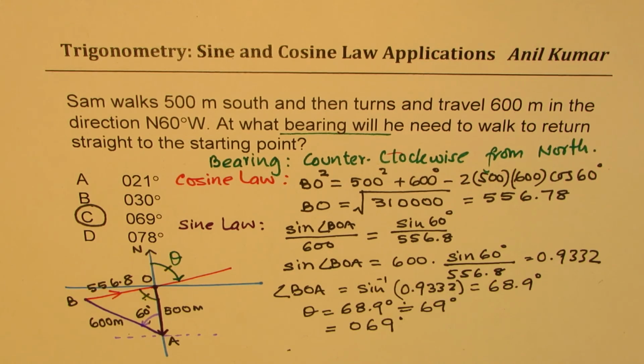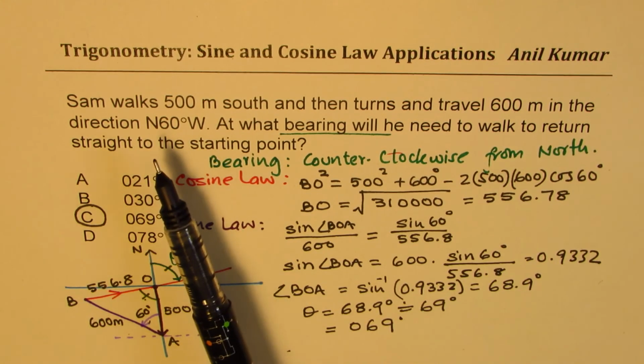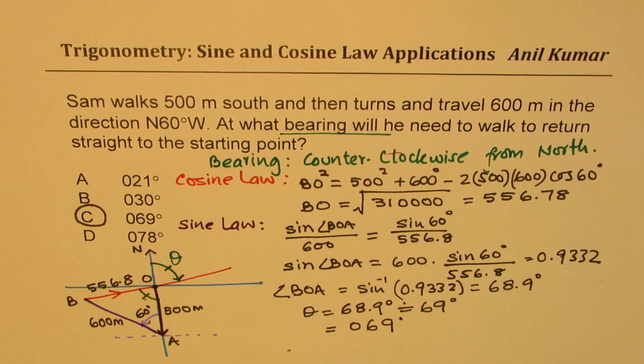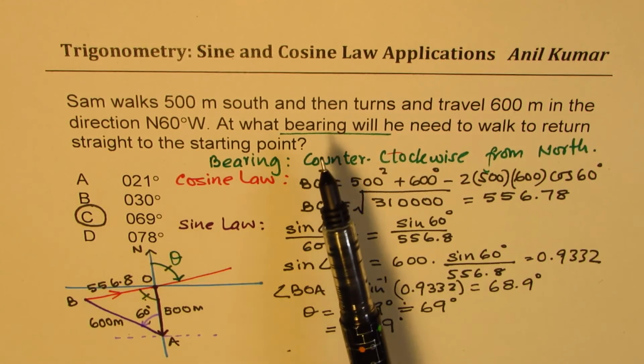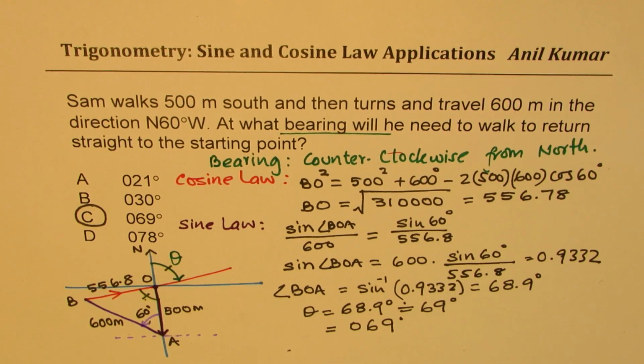I hope that makes sense, right? Now it's a good idea to brush up on how to show angles in different scenarios. So when you're doing navigation, at that time, bearing angle is a good angle to work with. Angle from north, counterclockwise. So I hope that helps.